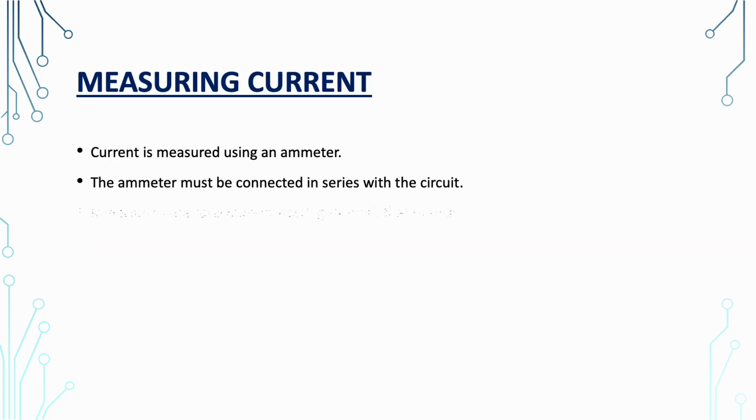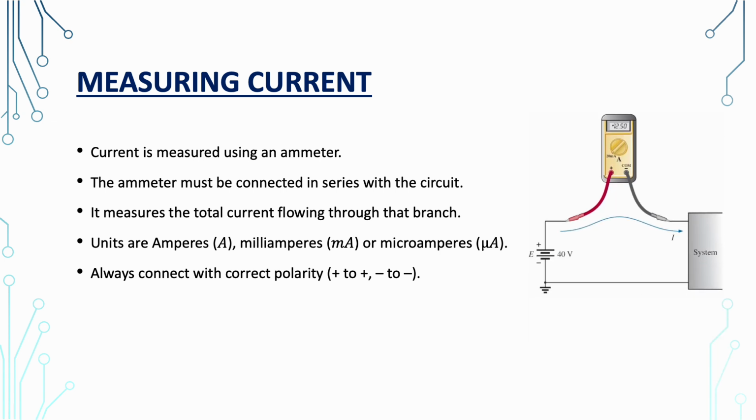Current is measured with an instrument called an ammeter. The ammeter must be connected in series so that the same current flows through it as through the circuit. It can measure in amperes, milliamperes, or even microamperes depending on the range. When connecting, match the positive lead to the positive side of the supply and the negative to the negative side to avoid damaging the meter.